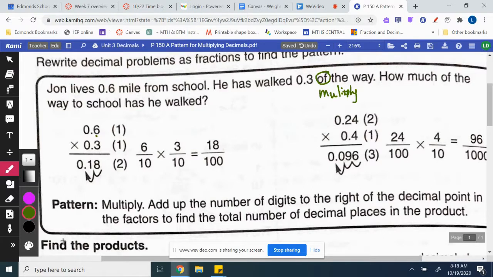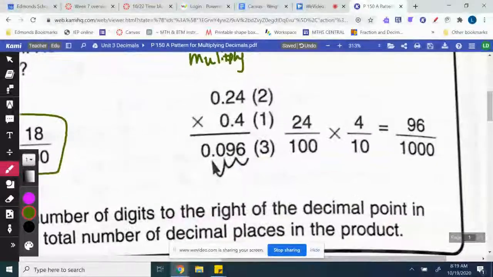Now we go through and we add how many decimal places? 1, 2. And then we move our decimal place. 1, 2. So just like if we were to do this as a fraction right here, we know that we multiply straight across, 6 times 3 is 18, and 10 times 10 is 100. So this is 18 hundredths. So it goes here too. There's 2 decimal places. There's 1 decimal place.